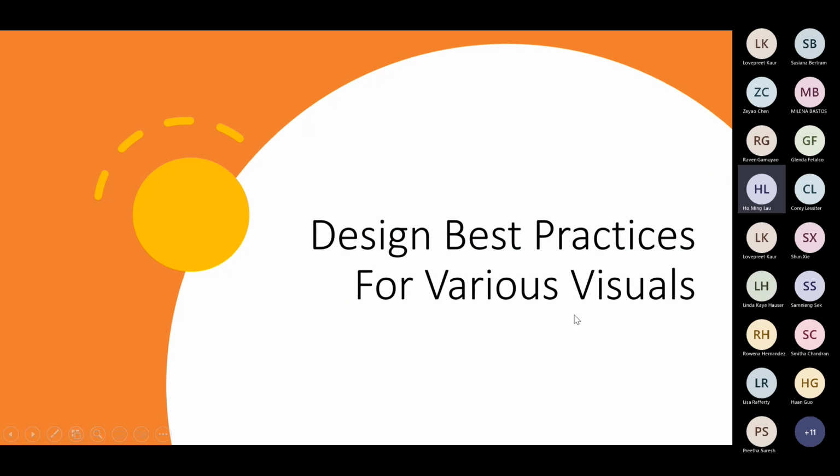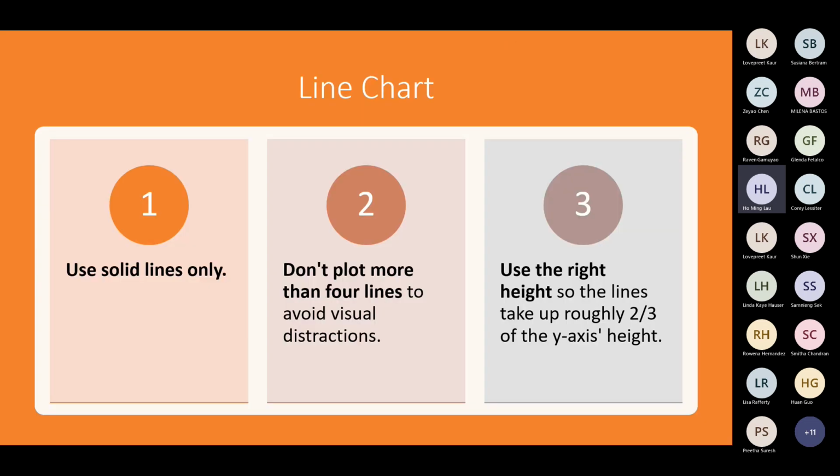Now we'll see design best practices for various visuals. If you are using a line chart, use solid lines only and don't plot more than 4 lines to avoid visual distractions, because your 4 lines will be of different colors. If you have more than 4 lines, it will be difficult for the viewer to understand what's going on there. And also use the right height. The lines should take up roughly 2/3 of the y-axis height.